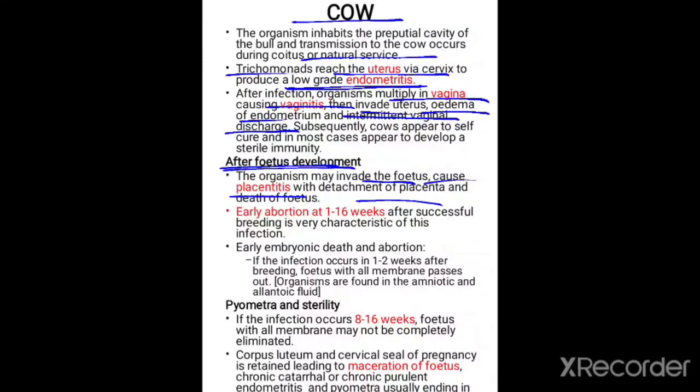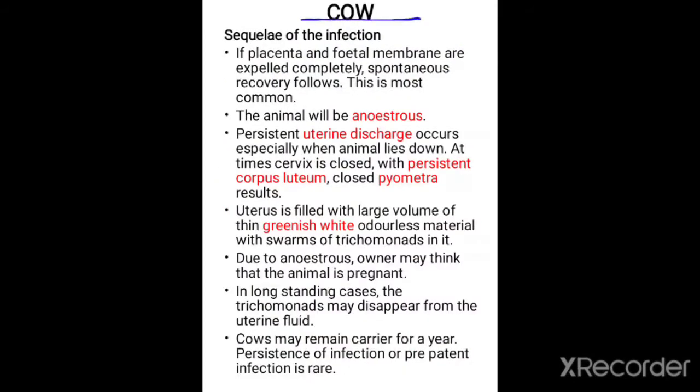After fetal development, the organism may invade the fetus, causing placentitis with detachment of the placenta and early death of the fetus. Early abortion at 1 to 16 weeks after successful breeding is very characteristic of this infection. If the placenta and the fetal membranes are expelled completely, spontaneous recovery follows, and it is most common in the cow.